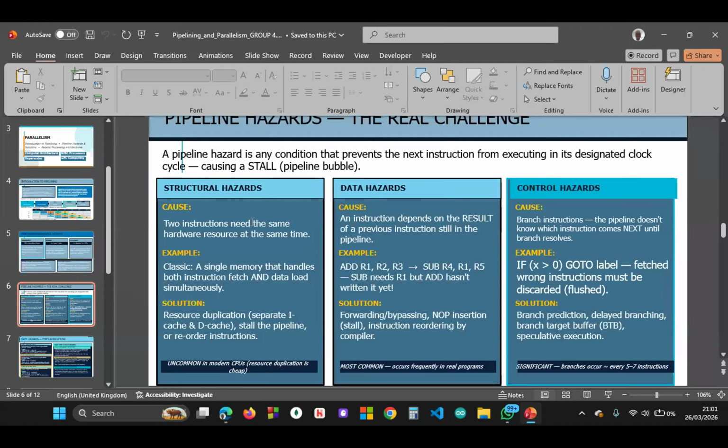Three, control hazard. Cause: branch instructions. The pipeline doesn't know which instruction comes next until the branch resolves. Example: go to label. Then the wrongly fetched instructions must be discarded or flushed. Recommended solution: branch prediction, delayed branching, branch target buffer, speculative execution.